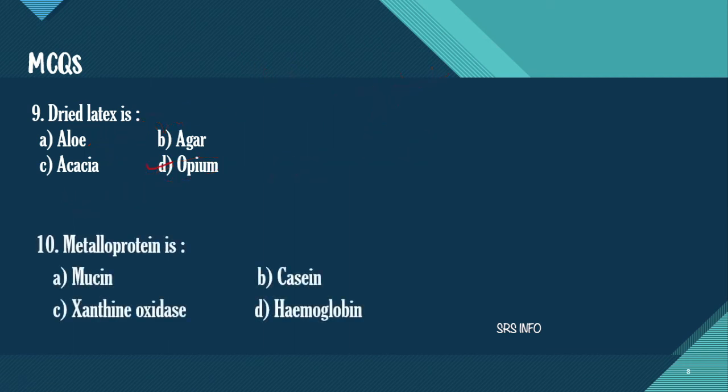Option D. Which of the following is a metalloprotein? What is metalloprotein? Protein with a metallic ion. That is called metalloprotein. And in the given options, hemoglobin is the answer. Hemoglobin is a protein which is found in our red blood cells, and this gives red color to our blood. And this hemoglobin carries oxygen in our body. The heme factor of hemoglobin contains metal ion. That is why this is a metalloprotein.